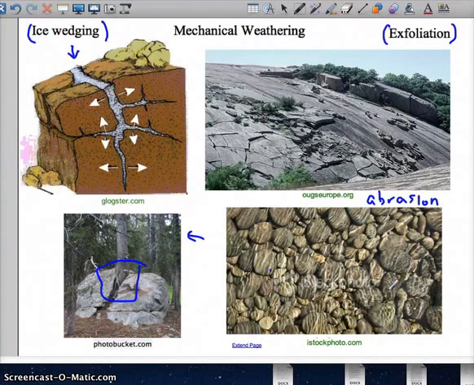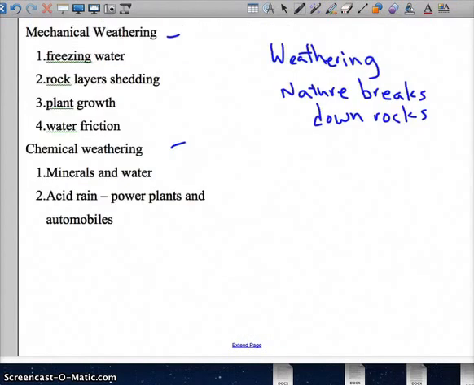Now let's go back to the original page. You can see we've talked about the four aspects of mechanical weathering. Freezing water was ice wedging, rock layer shedding was exfoliation, plant growth, and then you had abrasion with water friction, not fiction. Water friction was abrasion.